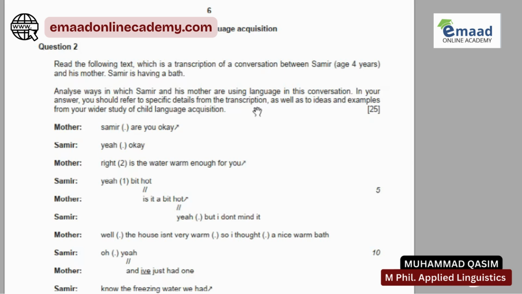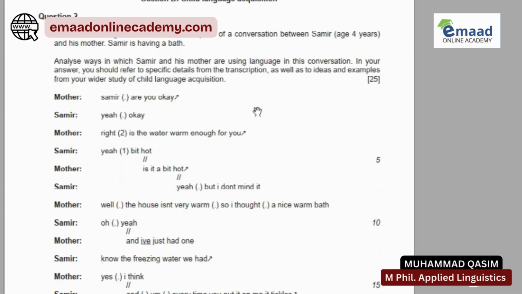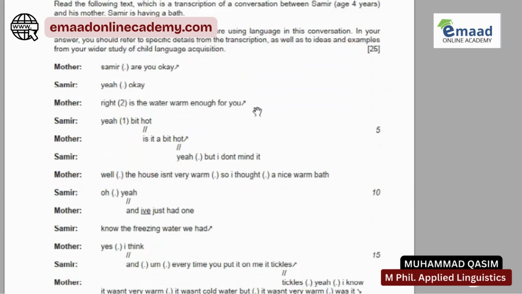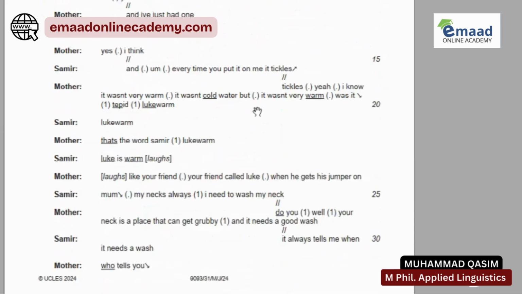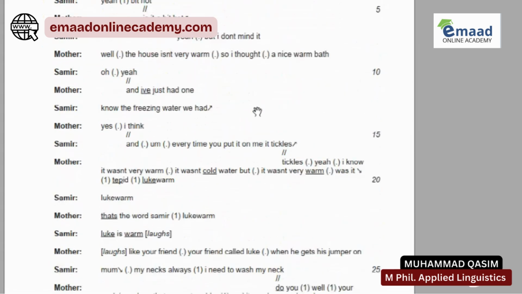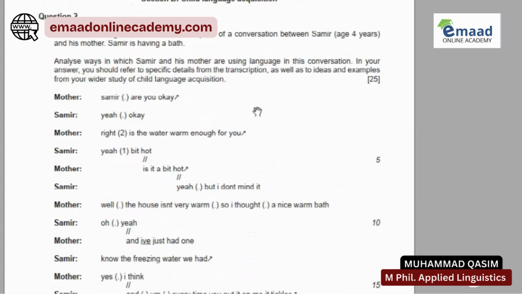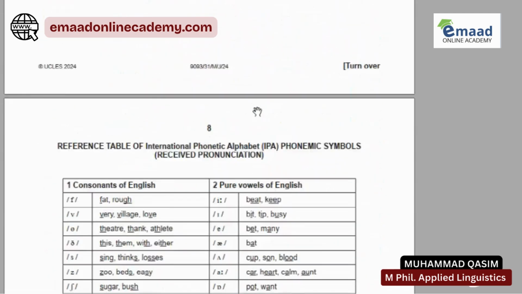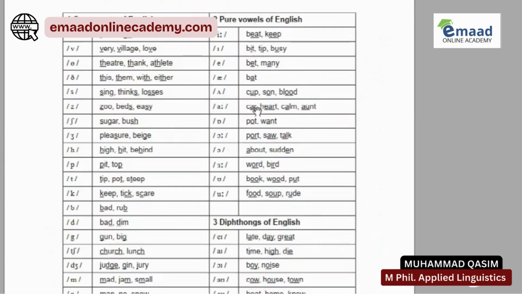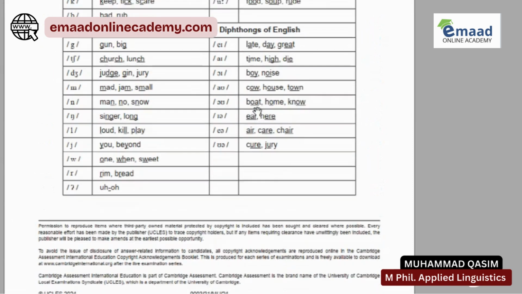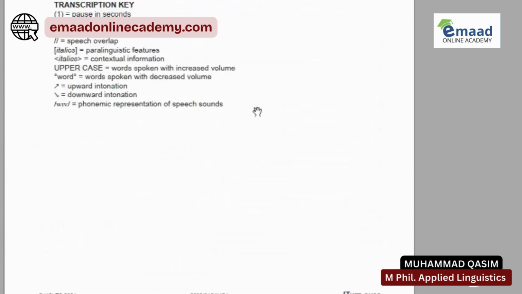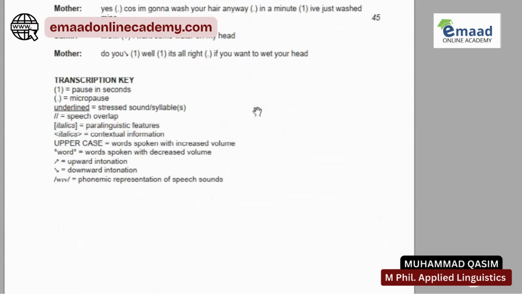You will be using the words and sentences from what is given in this transcription. Here are some transcription symbols, as you can see, for stress and pauses and other things. You should have a good command over these transcriptions and symbols. At the end they have also given a phonetic symbols chart to show the consonant and vowel sounds of Received Pronunciation. Here is the transcription key as well: the micro pause, the pause in seconds, and other things.